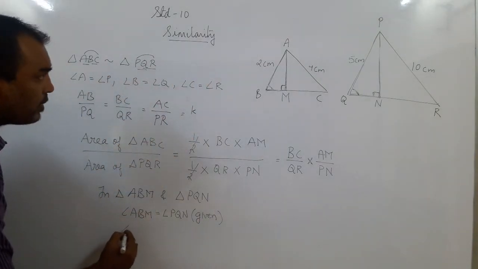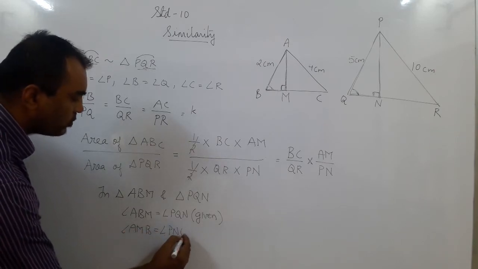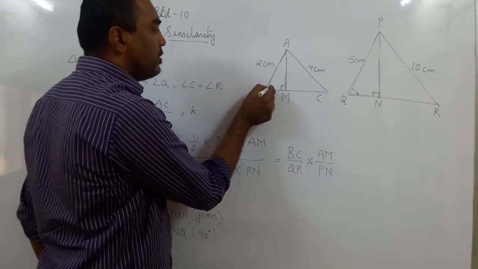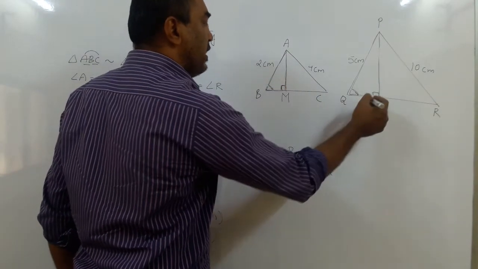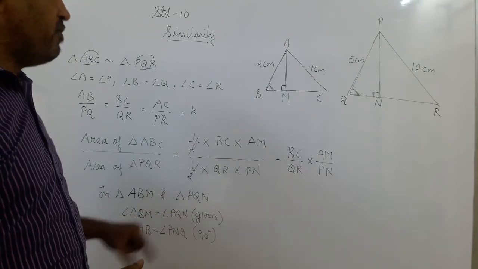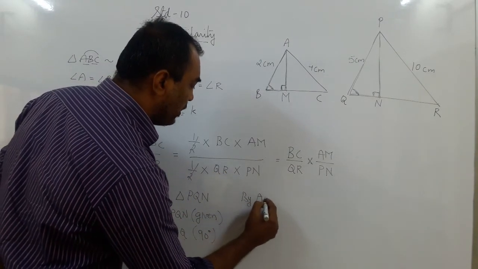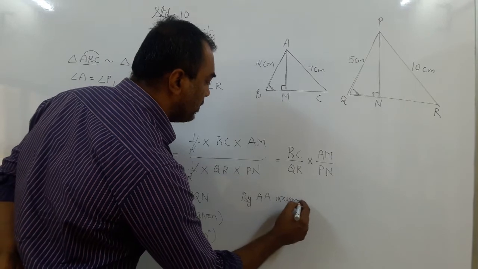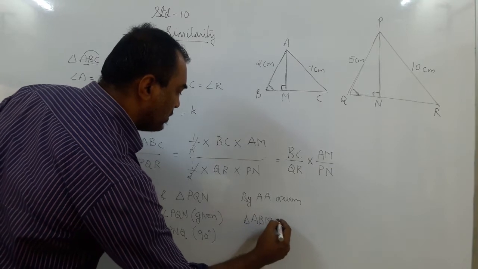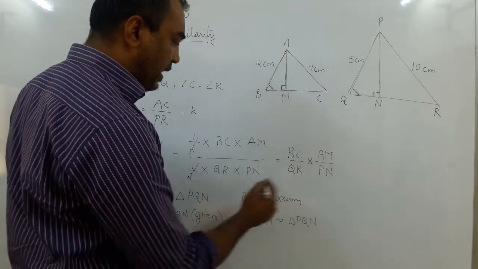And angle AMB equal to angle PNQ. You got it right. Both are 90 degrees. So this angle and this angle were equal, given. This and this is 90. So in these two triangles, two angles are equal. So which one will we use? The AA axiom. So by the AA axiom or similarity criterion, triangle ABM is similar to triangle PQN. These two triangles are similar now by AA axiom.